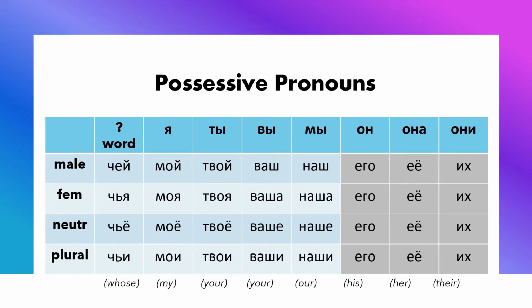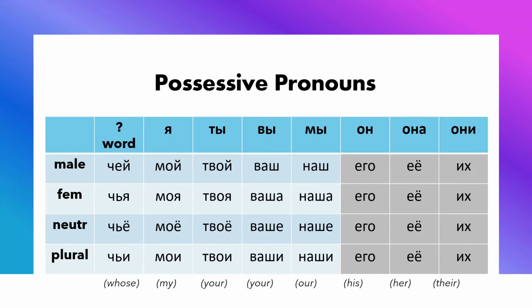So you should notice a pattern here. Every time it's male, it's got that E краткое ending, that short E ending, or no ending. For female, it's ya or a. For neutral, it's yo or ye. And for plural, it's e. Those are the endings. And then, of course, his, her, and their do not change. So that should make that easier. Hopefully you see the pattern. It'll help you to memorize these possessive pronouns.